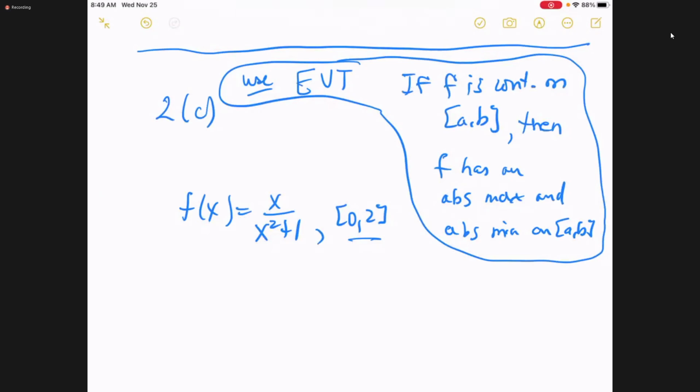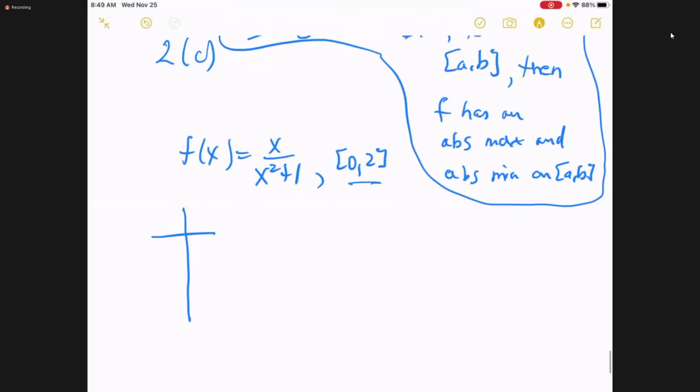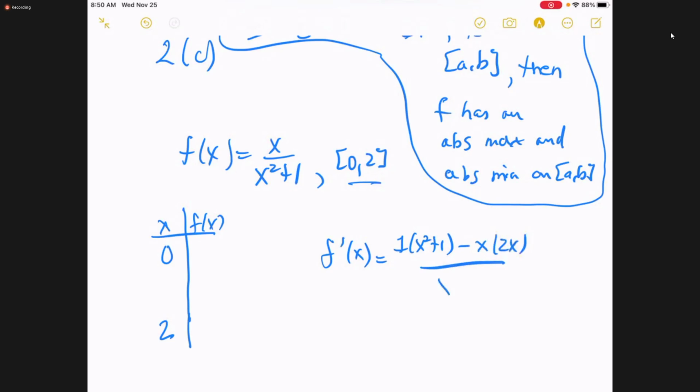Okay, so how do you find these? Well, we need to evaluate f at the endpoints. I'm going to make a list. And the endpoints are 0 and 2. And we also need any critical numbers in the interior. So that means taking the derivative. Okay, so 1 times x squared plus 1 minus x times 2x over x squared plus 1 squared. That was quotient rule.